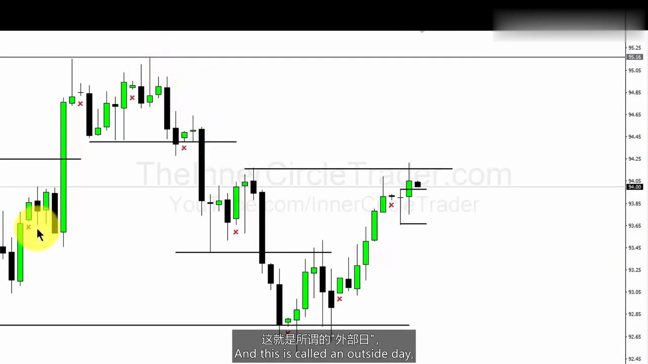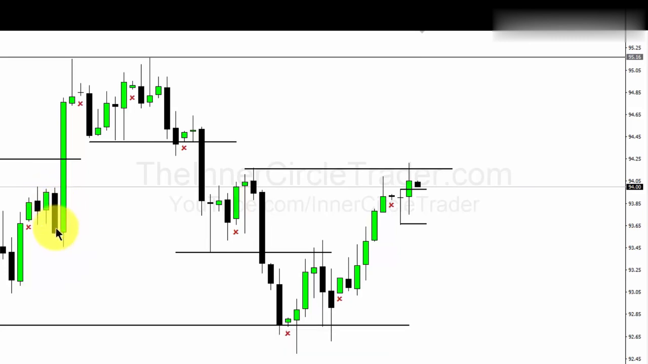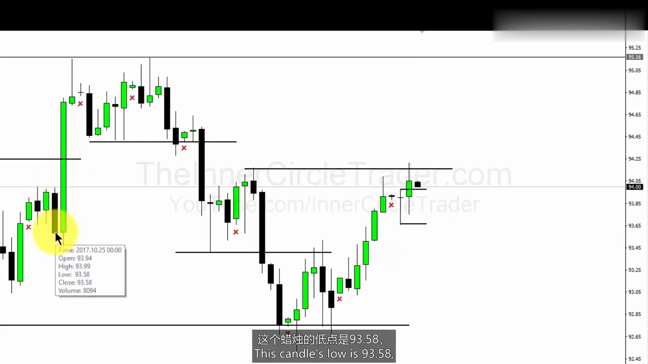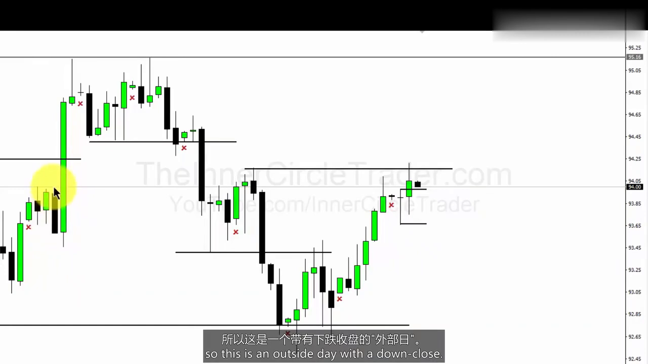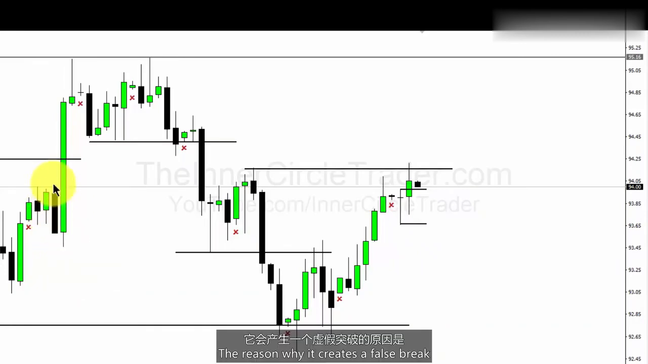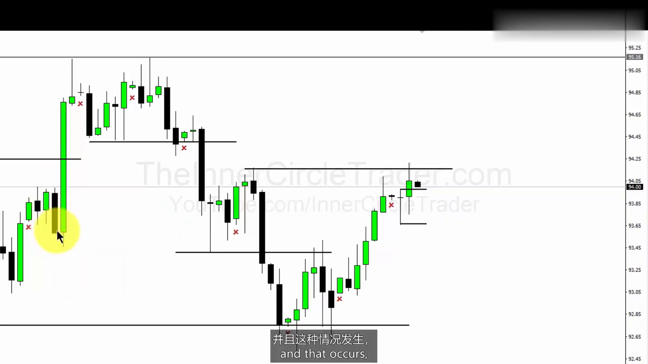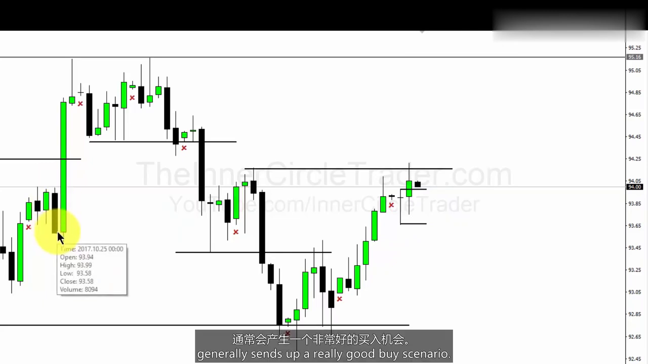And this is called an outside day, when you have a previous day's range that's violated. Well, this is an example of it too. This high is 93.98 and the low is 93.67. This candle's low is 93.58 and the high is 93.99. So this is an outside day with a down close. That's typically bullish. Reason why, it creates a false break above the previous day's high and then closes on the low. If we're in a bullish market overall and that occurs, generally it sets up a really good buy scenario.